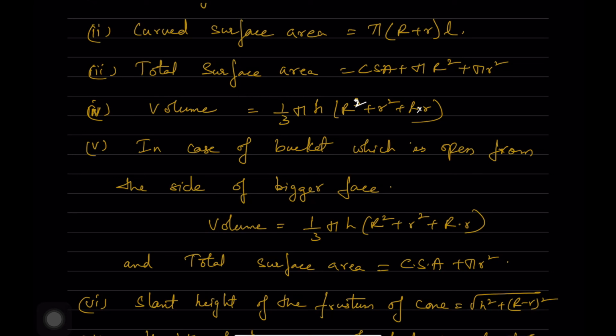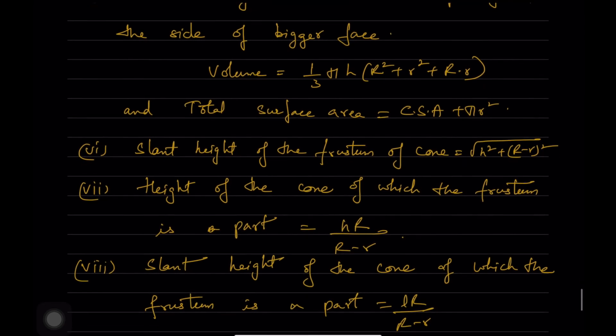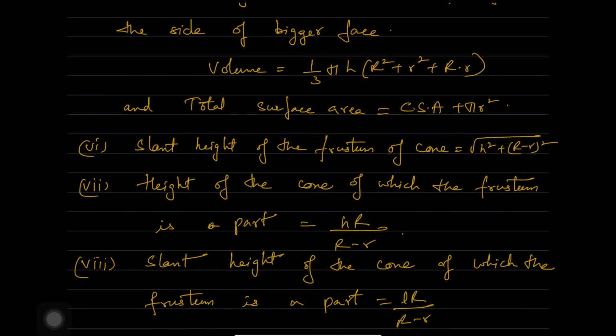So in case of a bucket which is open from the side of the bigger face, volume is equal to 1 by 3 pi h into capital R square plus small r square plus capital R into small r, and total surface area is equal to CSA plus pi r square. Now slant height of the frustum of a cone is equal to root of h square plus capital R minus small r whole square.